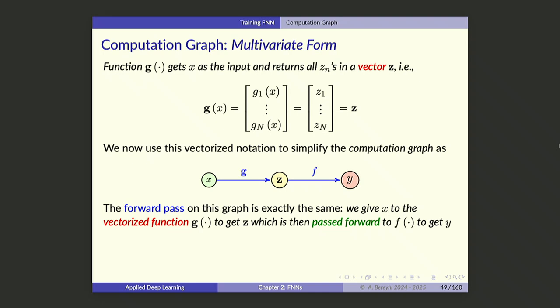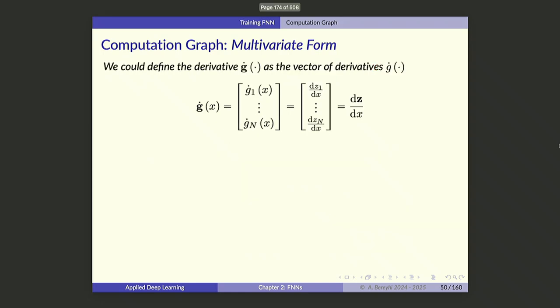Now, if I want to compute the derivative of y with respect to x, I can just move backward. We did it before using that vectorized chain rule, but we can represent it even more easily than that. So let me define the derivative of g to be the collection of all of those particular derivatives. My function g is getting x, giving me z1, z2 till zn. Then its derivative is simply a vector containing the derivative of z1 with respect to x, z2 with respect to x, and so on, till zn with respect to x. This is a vectorized derivative.